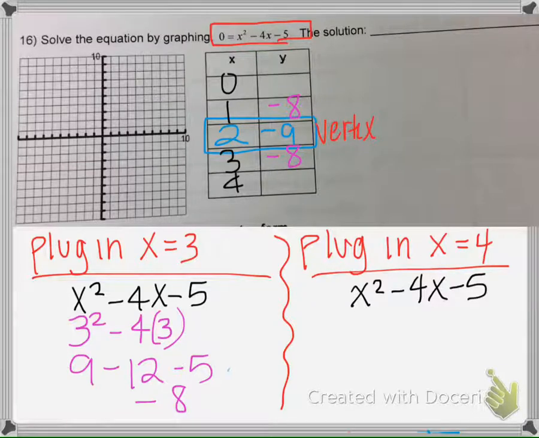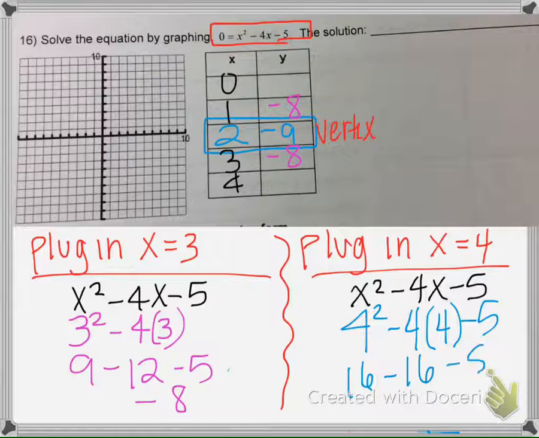And then we're going to plug in 4. We get negative 5. So we know that it's symmetrical, so this will be negative 5. And if it was a test, I would definitely do these two just to verify. But when you're graphing, you don't need to verify because you know it should be symmetrical.